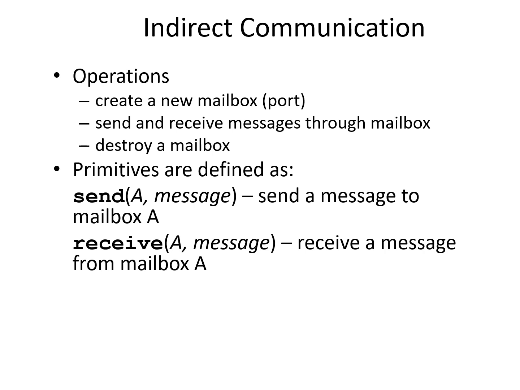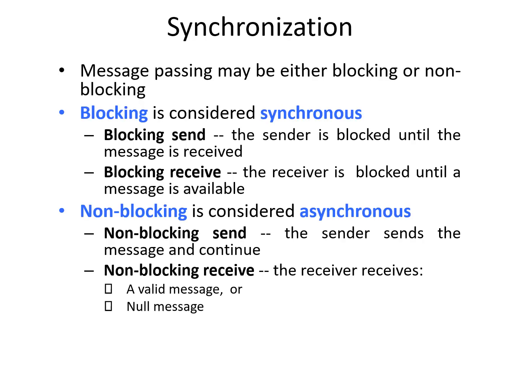The operations carried out in indirect communication are: creating a new mailbox using the port, sending and receiving messages through the mailbox, and finally destroying the mailbox. The primitives used under this communication are send and receive. Here, instead of specifying the process name, we specify the name of the mailbox as the first argument, followed by the message.